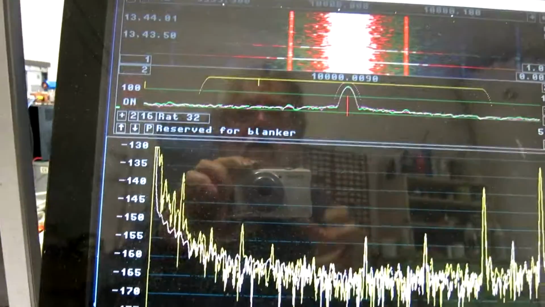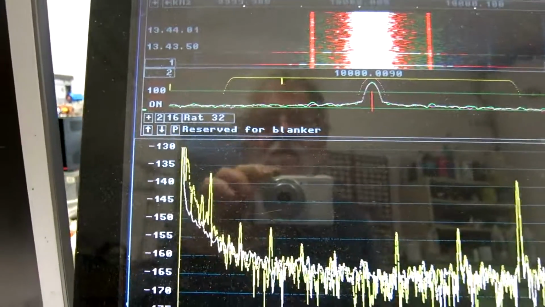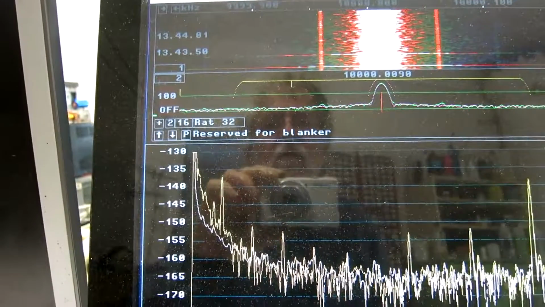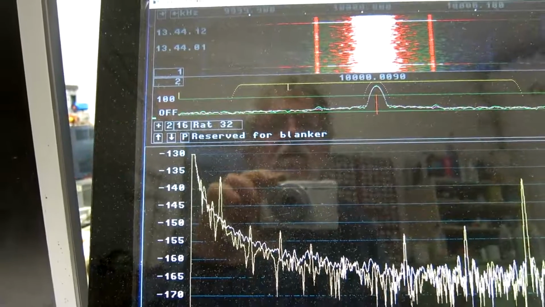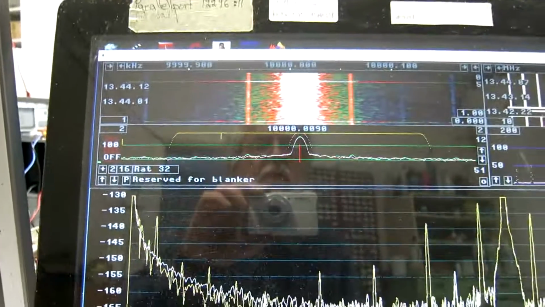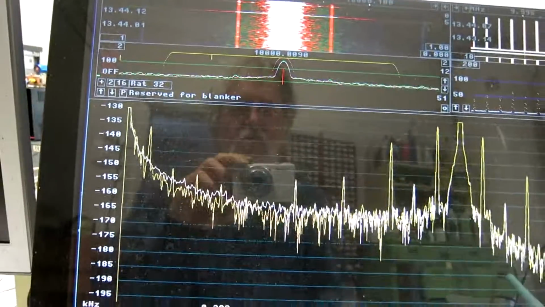I am now running my oscillator as an amplifier. There are still glitches and I wait for one of them to come. There we had one. So you can see glitches are still very important. I will leave this running for some time.